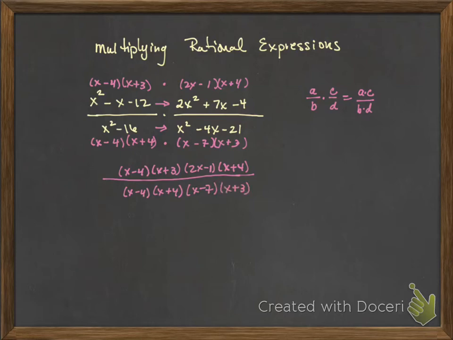Now at this stage, we cancel common factors that we see on top and bottom. I see the x minus 4 is common, the x plus 4s are common, the x plus 3s are common, so that leaves behind just a 2x minus 1 on top and an x minus 7 on bottom. I can factor no more, so my rational expression is reduced. Excellent. All right, let's just extend this idea to dividing rational expressions.